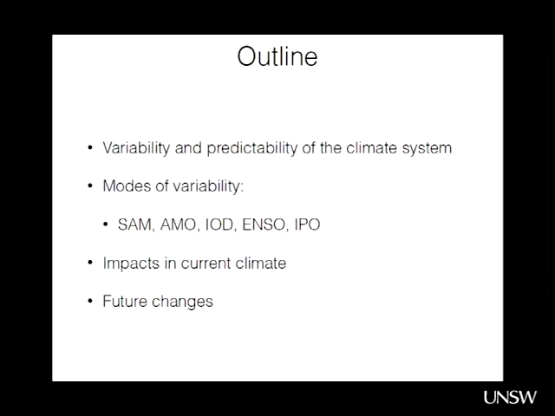So what I'm going to talk about a bit is where the climate varies and where we think it might be predictable, and the different modes that might be causing that. So I'm going to talk about the impact those modes have in the current climate, according to observations that we have now, and also a bit about how they might change in the future.